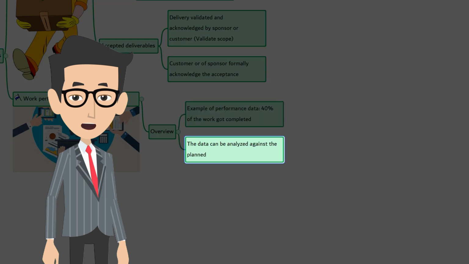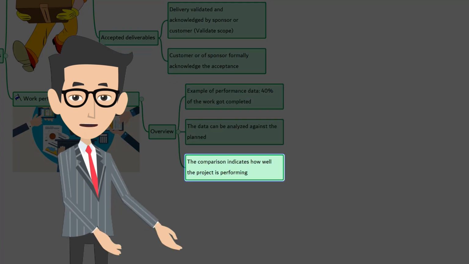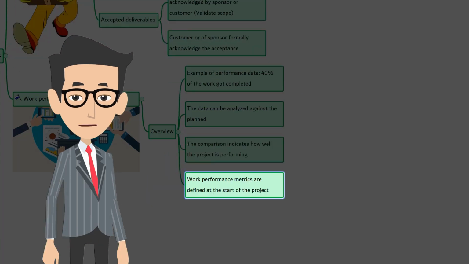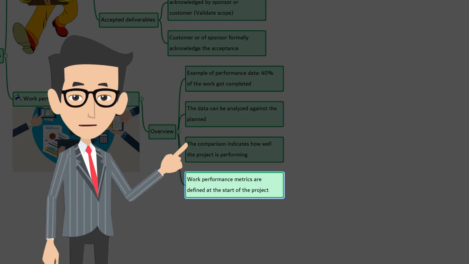The data can be analyzed against the project plan. This comparison indicates how well the project is performing. Specific work performance metrics for scope, schedule, budget, and quality are defined at the start of the project as part of the project management plan.